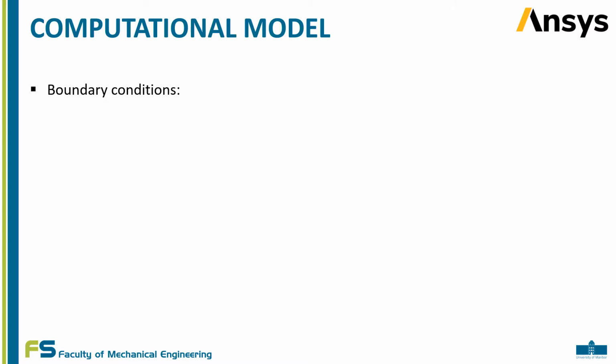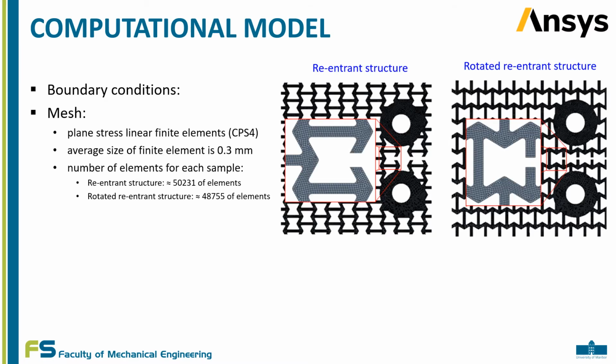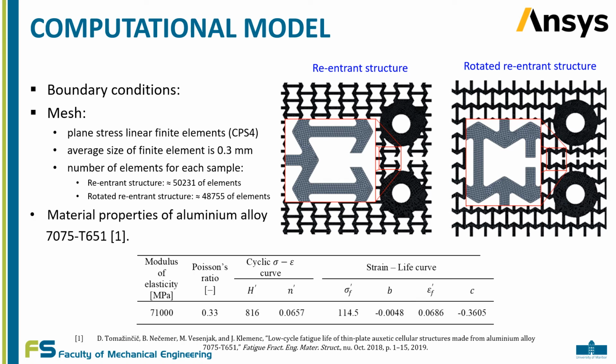The external force was prescribed in the reference point B. The geometry was discretized by using two-dimensional plane stress linear finite elements, where the average global size of the finite element was set to 0.3 mm. In the computational analysis for the material model, a multilinear plastic kinematic model was applied.